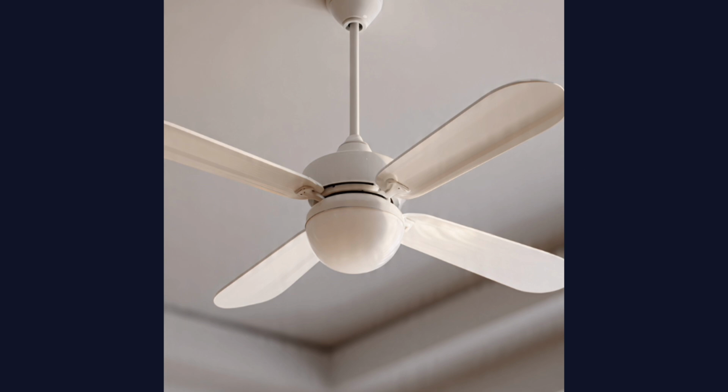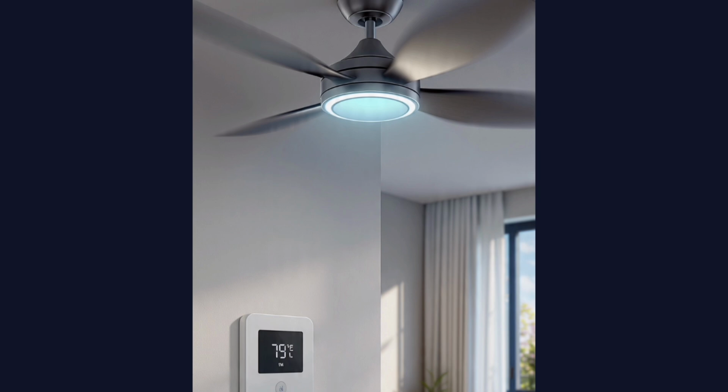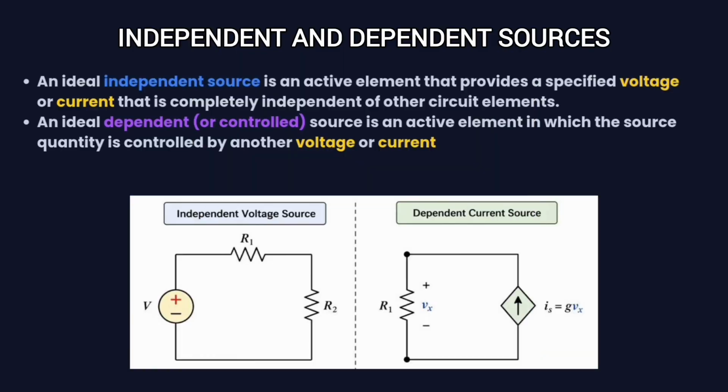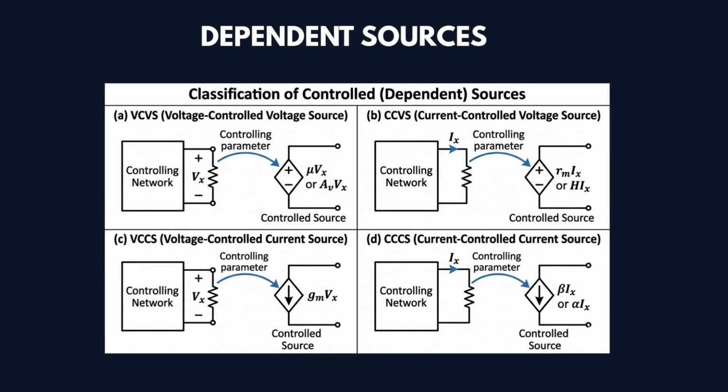Its output remains fixed. A dependent source, also called a control source, is an active element whose voltage or current depends on some other voltage or current in the circuit. This is like an automatic fan whose speed changes with room temperature. Depending on what controls the source and what output it provides, dependent sources are classified into four types: voltage controlled voltage source, current controlled voltage source, voltage controlled current source, and current controlled current source.